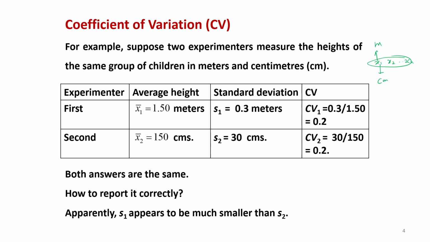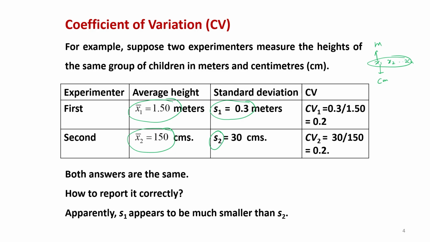Now, experimenter 1 measures the height of the children in meters, and the value comes out to be x1 bar as 1.5 meters, and the standard deviation comes out to be say S1 is equal to 0.3 meters. And the second experimenter measures the height of the same students in centimeters, and it comes out to be say x bar 2 as 150 centimeters, and standard deviation here as say S2 30 centimeters. Now, in this case, what do you say?